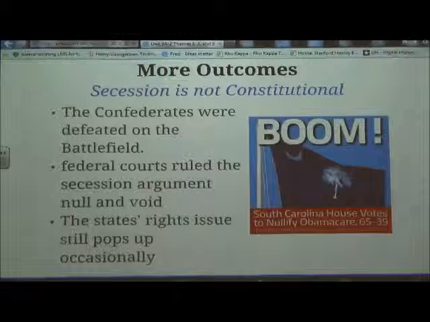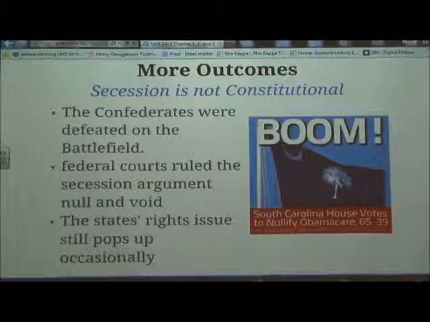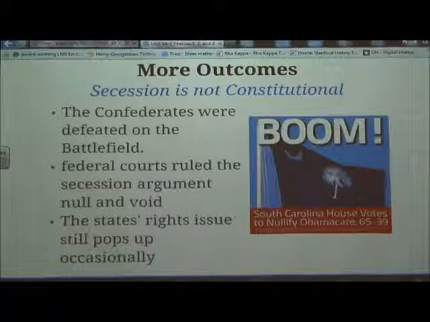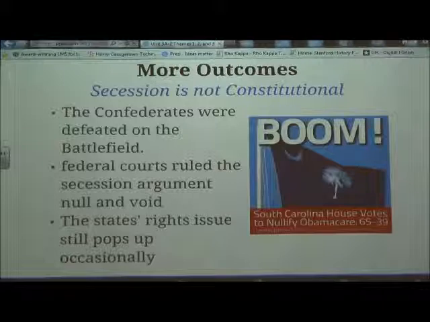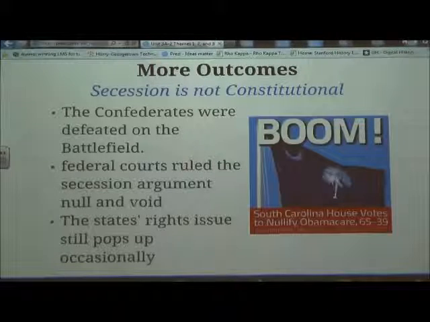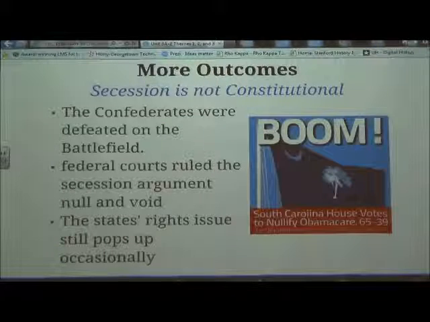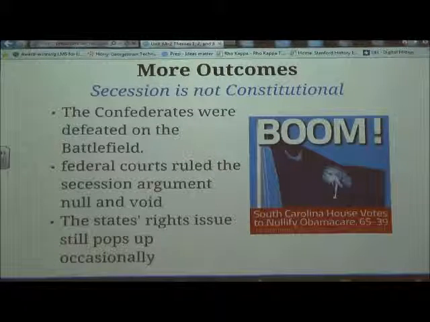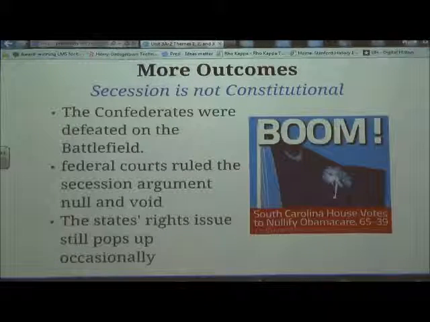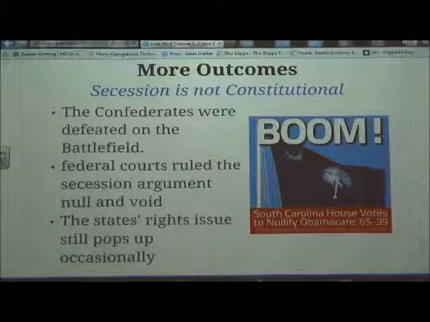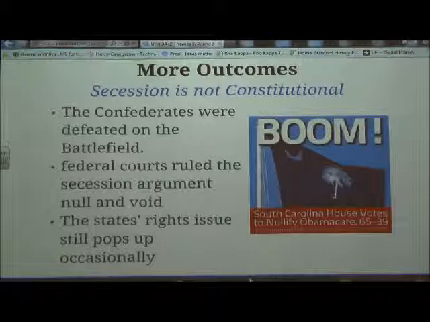In fact, it popped up as late as 2013 when South Carolina House Republicans, essentially mostly Republicans, voted to nullify Obamacare 65-39. Obamacare, the Affordable Care Act, according to the federal government, once again is a federal law that the South Carolinians tried to nullify based on this idea of states' rights. This is not the only time. It is popping up occasionally, and it's not always a conservative idea, but we'll get into that later when we talk about the civil rights movement.